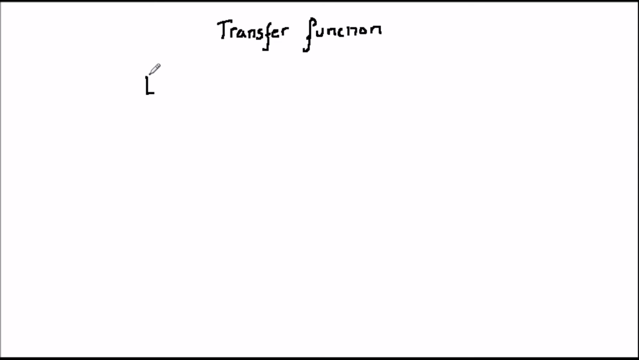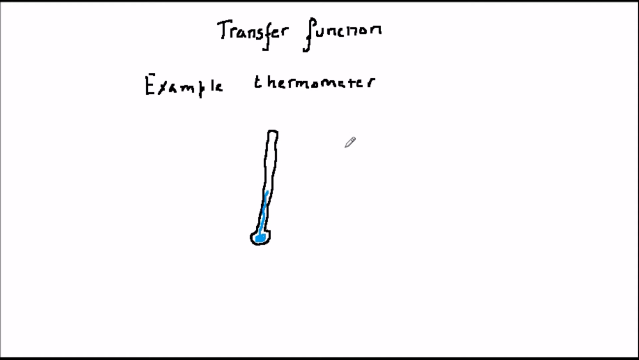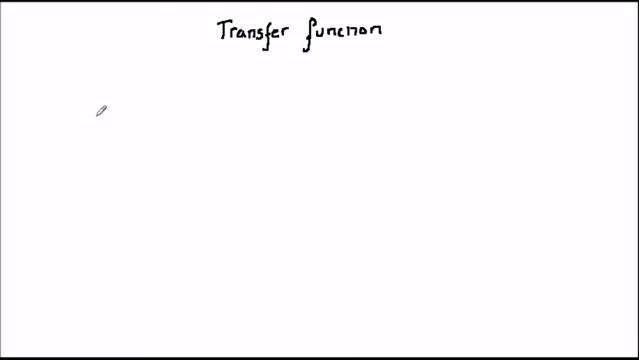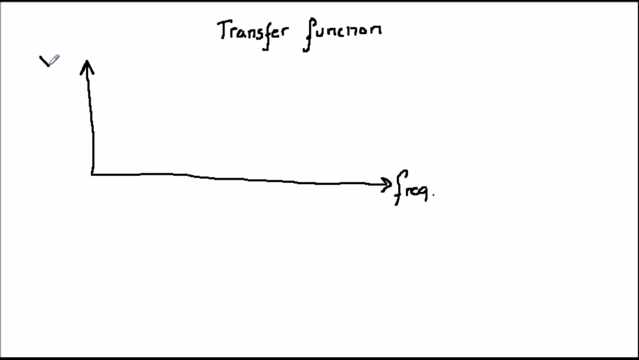In our second example, let's take a thermometer. In this case, the output might be the number of millimeters moved by mercury in the column, and the input is the temperature in degrees centigrade. So output divided by input in this case is millimeters divided by degrees centigrade, millimeters per centigrade. You can perhaps see why in some systems the transfer function is called the sensitivity.